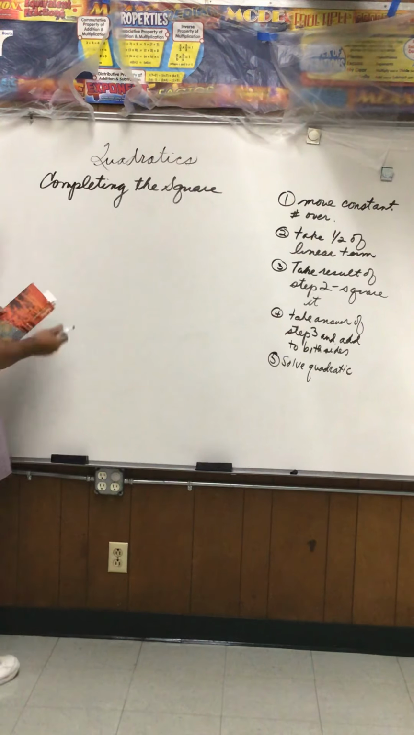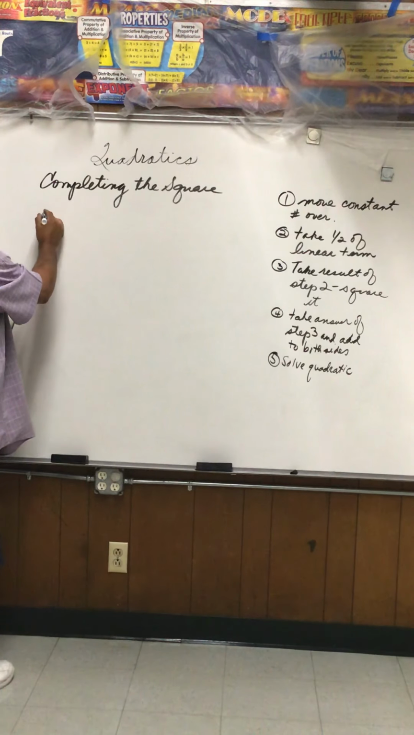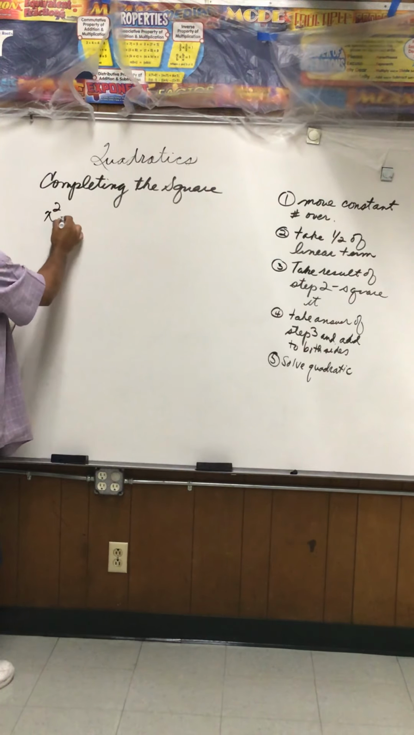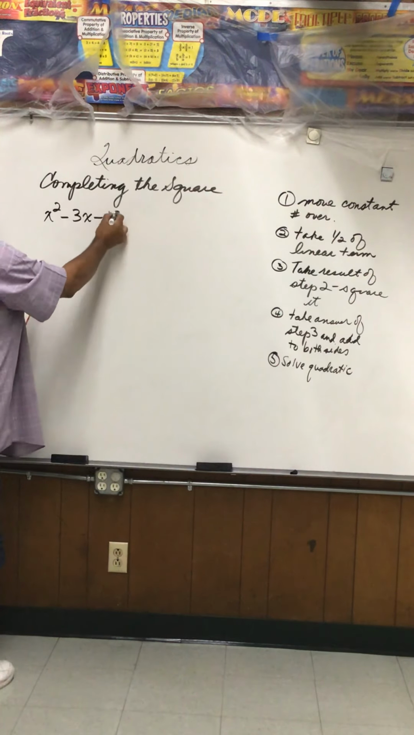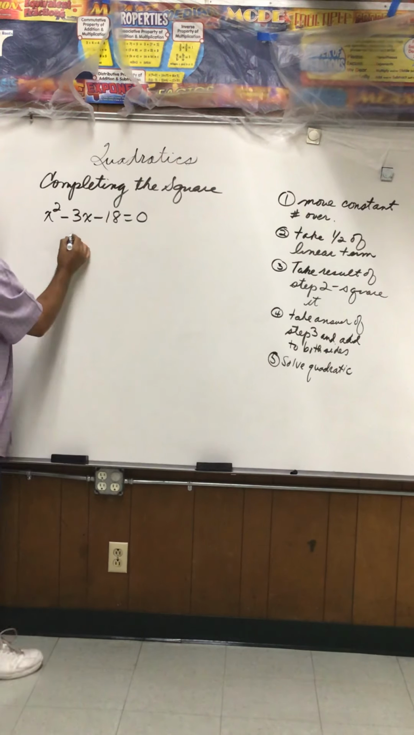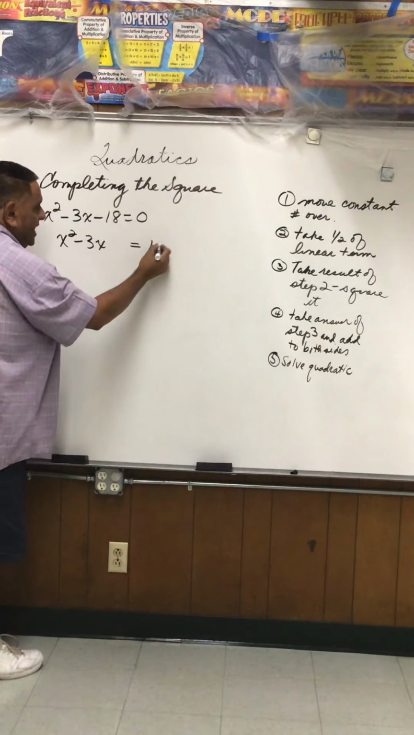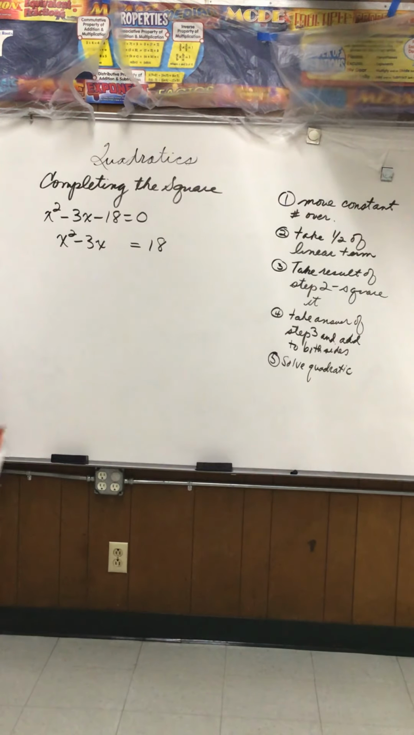All right. Let's try one that's not going to be quite as easy. I want to give you an example of one of these here. Okay, step 1, move that constant number over. So I'm going to move this over. I'm going to leave a little space. Equals 18. Notice I left the space there because I'm going to have to add a number.